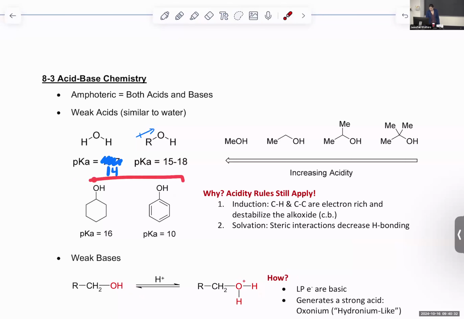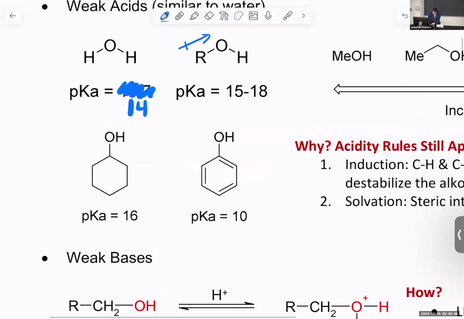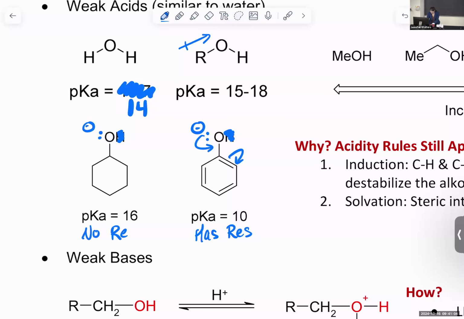All right, when we look at comparing our cyclohexanol to our phenol, why is the phenol more acidic? Yeah, resonance. When you consider the conjugate bases, the phenol has resonance. So that's going to make it more acidic because it's a more stable conjugate base, right?